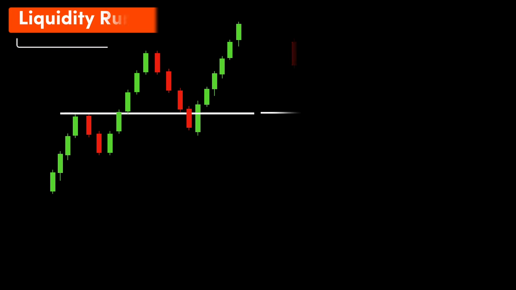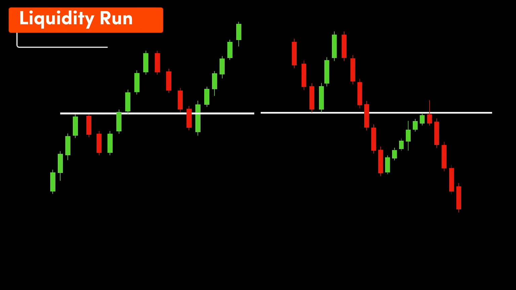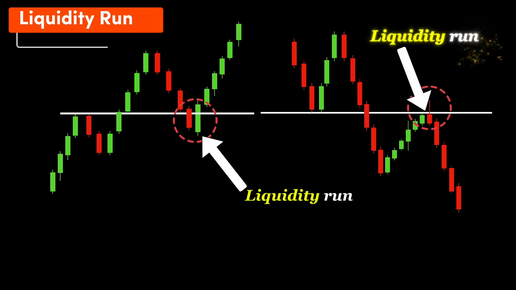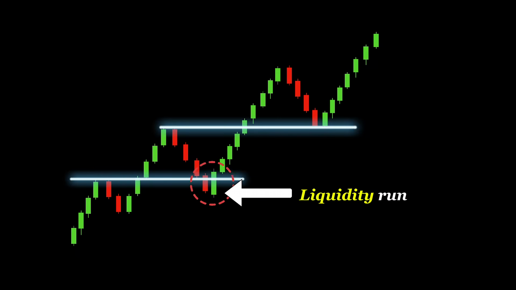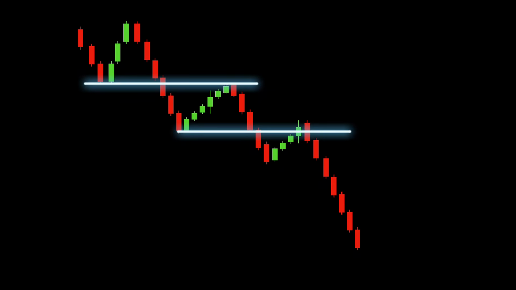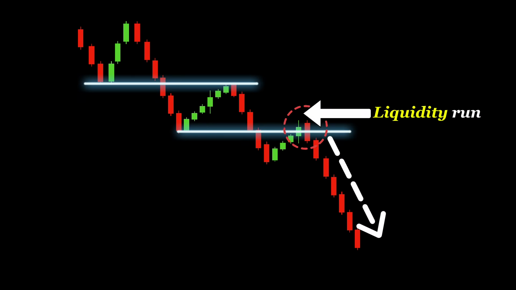A liquidity run looks similar at first, but the outcome is completely different. In a liquidity run, price targets the liquidity in the direction of the trend, takes it, and then continues moving with momentum instead of reversing. In an uptrend, price may sweep a previous high, trigger buy-side liquidity, and push into a new higher high. In a downtrend, price may break a previous low, clear sell-side liquidity, and continue dropping into fresh lows.